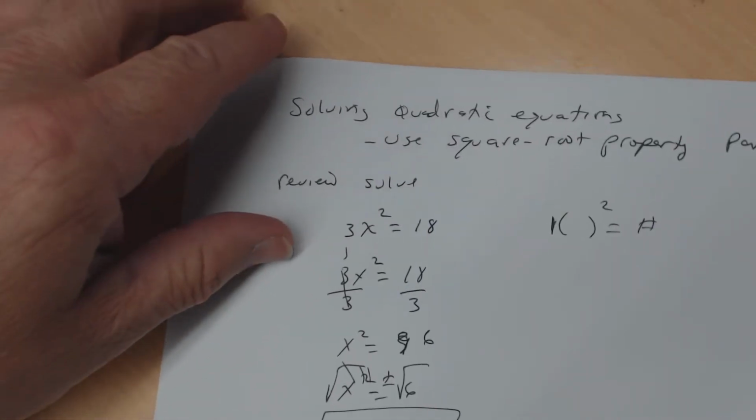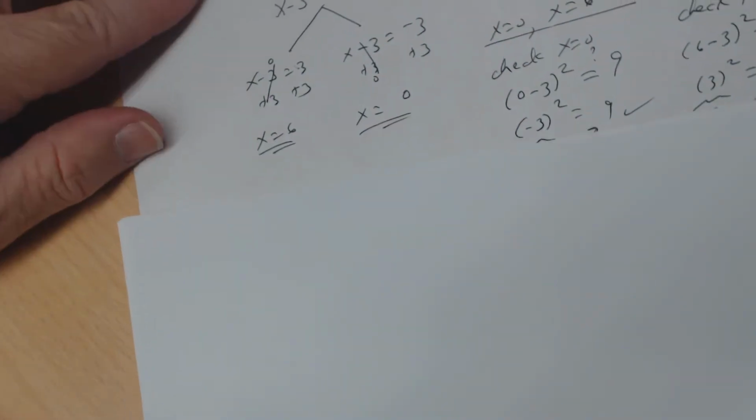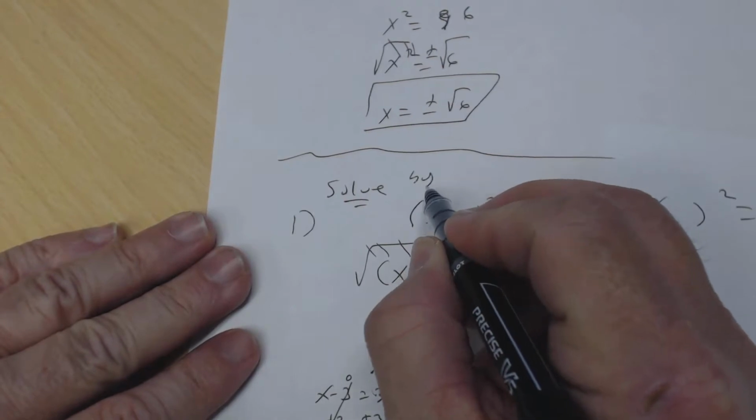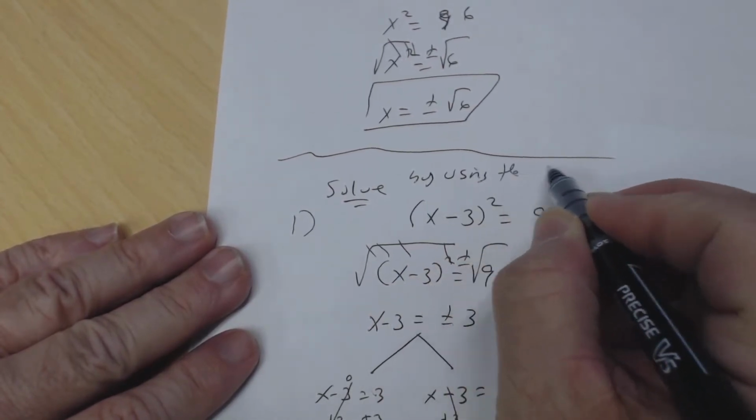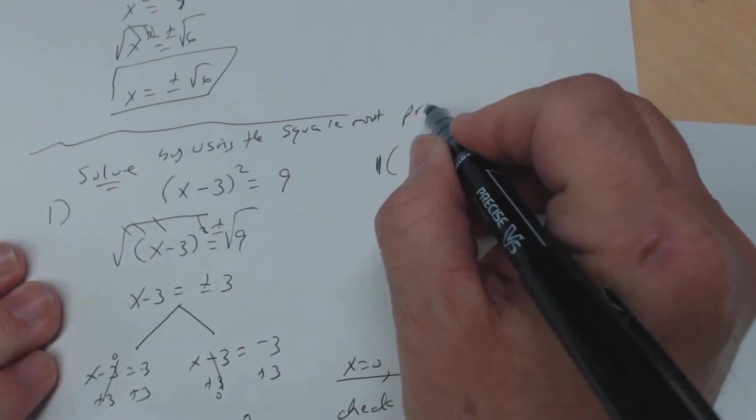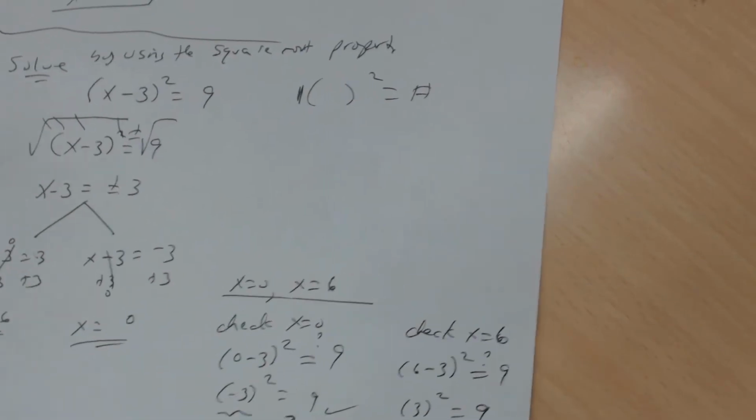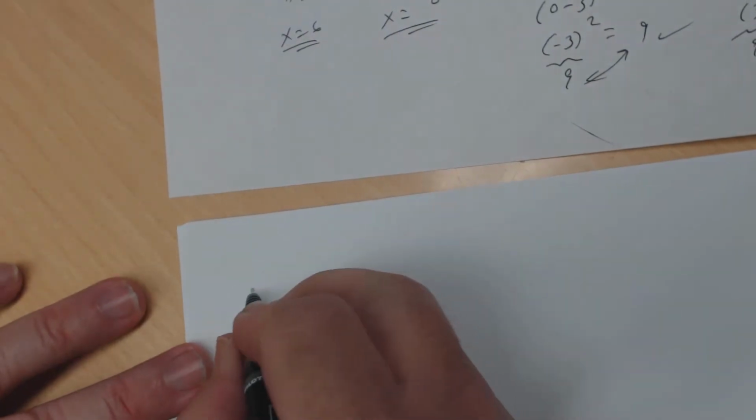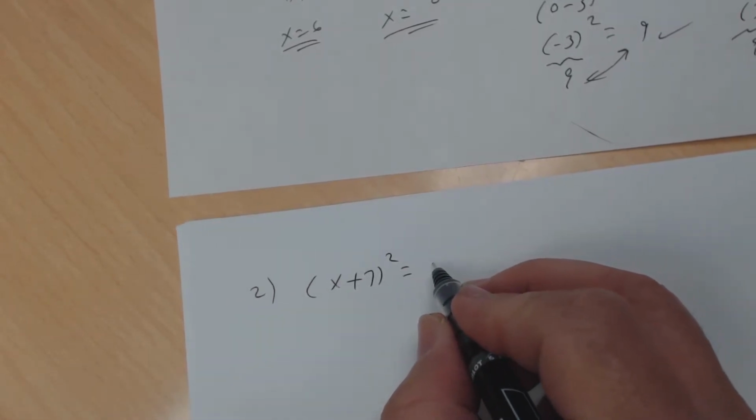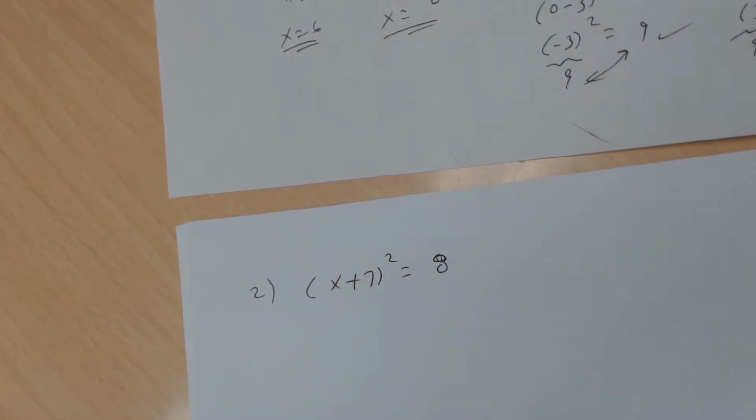All right, so for example, suppose you had this. We'll do one more like this. Let's call this right here 1. So this was solved by using the square root property. Okay, number 2. Let's suppose we had x plus 7 squared equal, let's say 8 this time. X plus 7 squared equal 8.